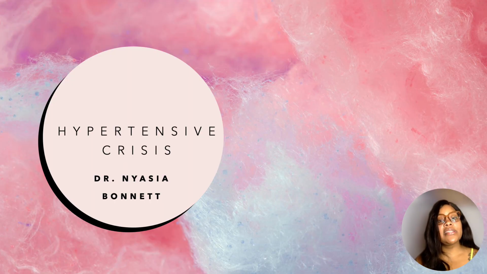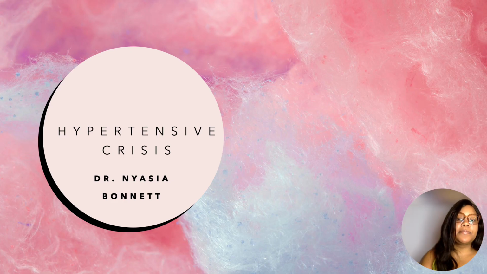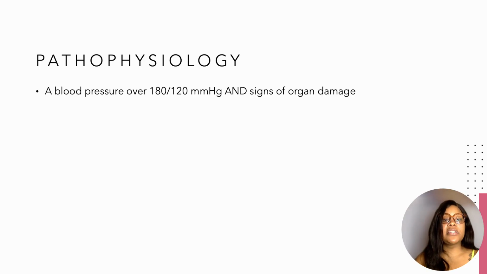All right, so let's go into hypertensive crisis. So what is hypertensive crisis? This is when the blood pressure is 180/120 and they have signs of organ damage.